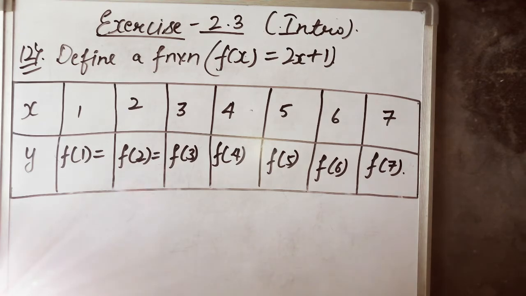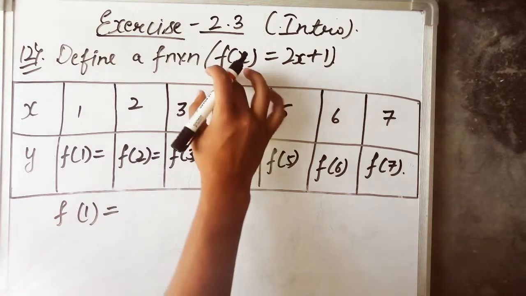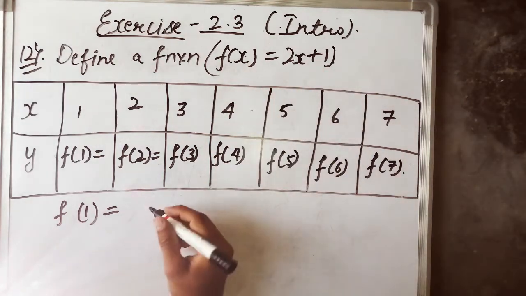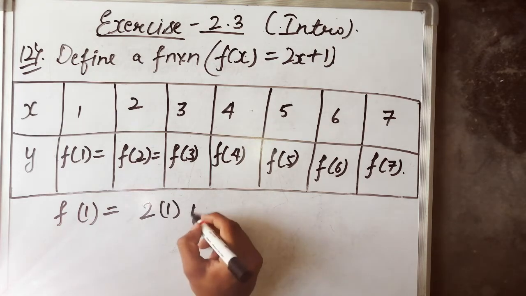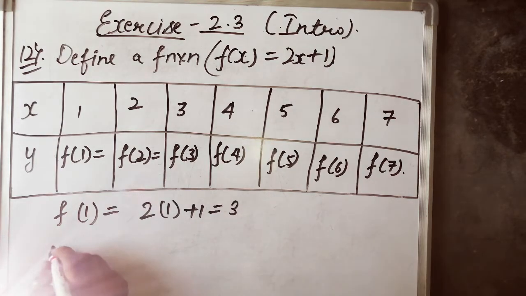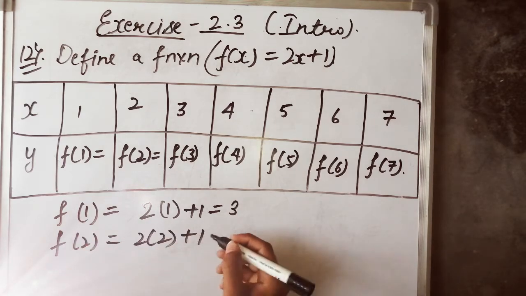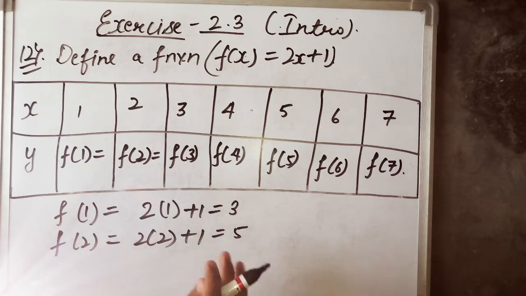So let's take f(1). What we need to do is just replace x with the value 1. When you replace x with 1, you get 2 plus 1, which is 3, and when you replace x with 2, you have 2 into 2 plus 1, which is 5, and so on. You need to do it. I'm leaving it to you guys, find it out, and if you have a problem, write in the comment section and I'll reach you there. Pause the video to note it down.